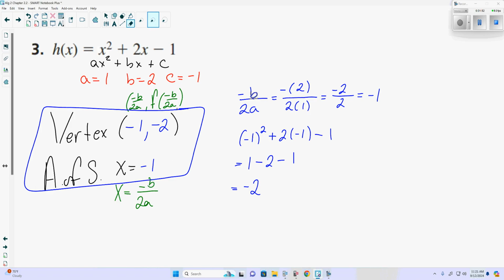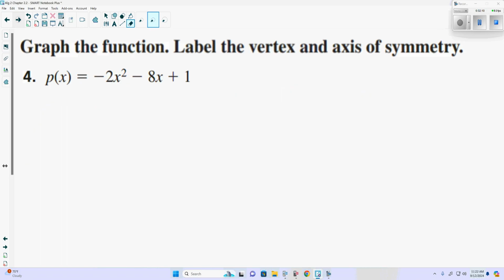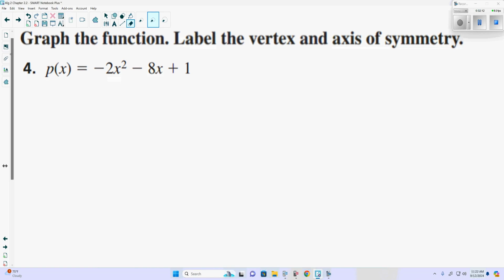Questions on this here? You feel comfortable with this here? Because again, with this here and most of the rest of this chapter, I would be sticking to these general forms, finding the given values and plugging them in. We'll look at this one here next. Negative 2x squared minus 8x plus 1.